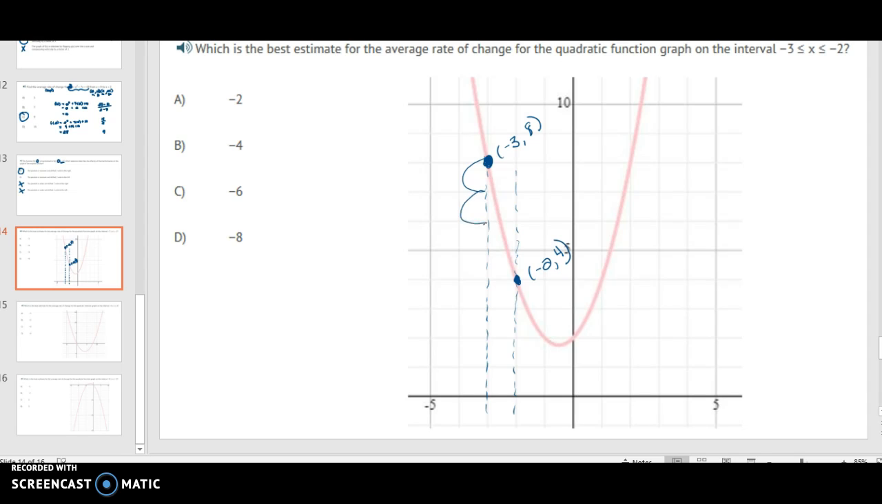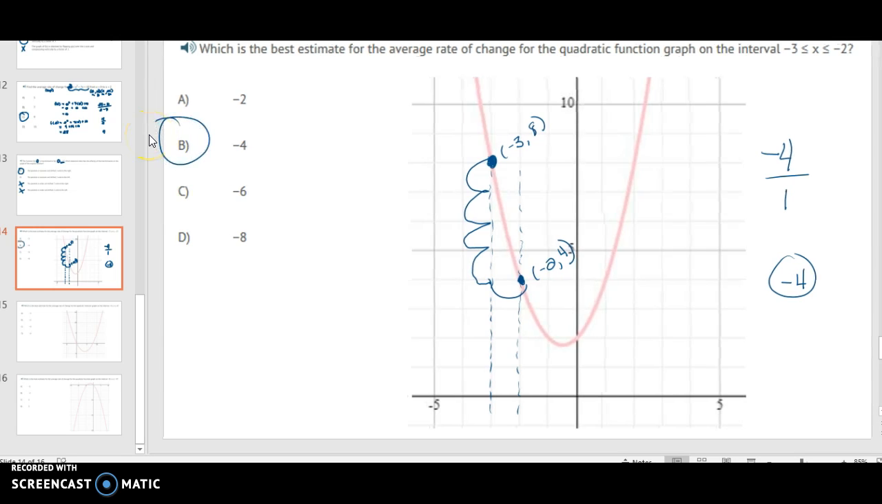We go down 1, 2, 3, and 4. So we went down 4. Then we go over 1. Down 4 over 1, I can simplify that to -4. So it has to be B.